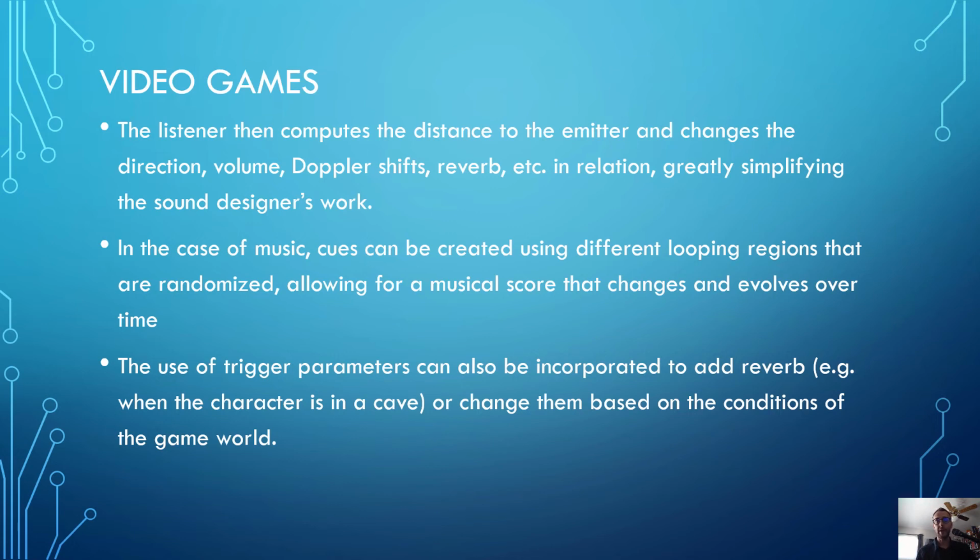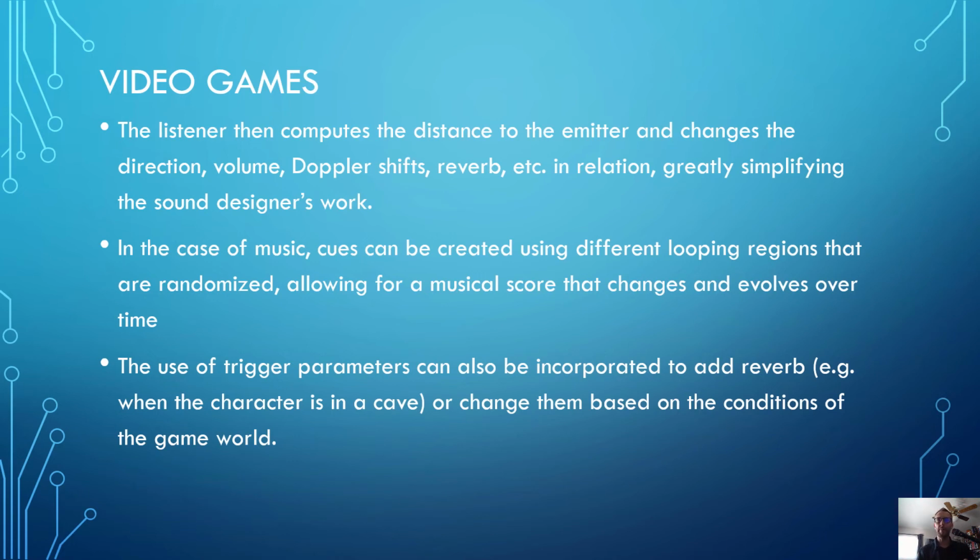In the case of music, the cues can be created using different looping regions that are randomized. So this creates a musical score that changes and evolves over time. So you're not just hearing the same 10-second loop over and over, but instead it's got related parts that it will choose from. So I might have loop 1, then it goes to part 5, loops again, goes to part 6, loops again, goes back to part 1, loops a third time, fourth time, whatever time, goes to number 10, and all of this will change and create subtle variations.